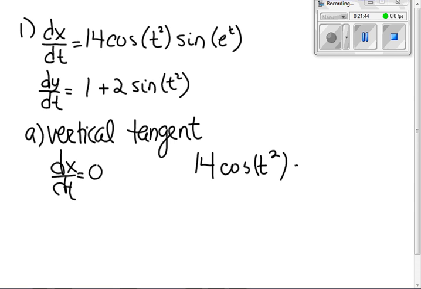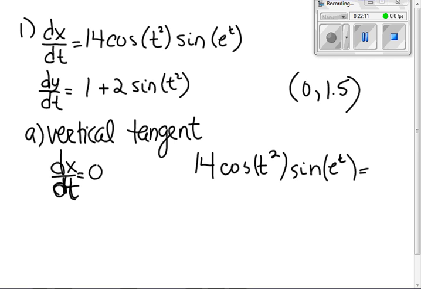Now, do they give us the domain? I think they do. Okay, so it's 0 to 1.5. And you must justify your answer. Guess what I did? I always justify my answer first because that tells me what to do. I know I have a vertical tangent when dx/dt is 0. 1 point. And then 1 point for your answer. It's okay if you skip the dx/dt equals 0 and you make this statement, the 14 cosine of t squared. That's fine too. Personally, I would write dx/dt as 0 first.